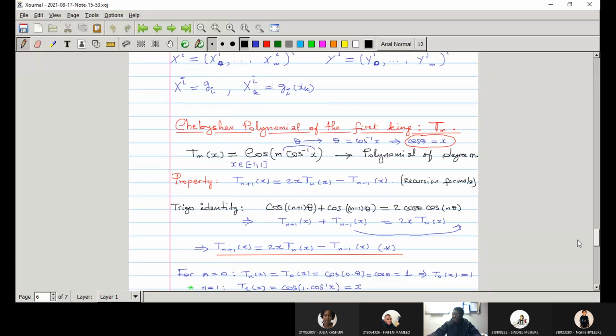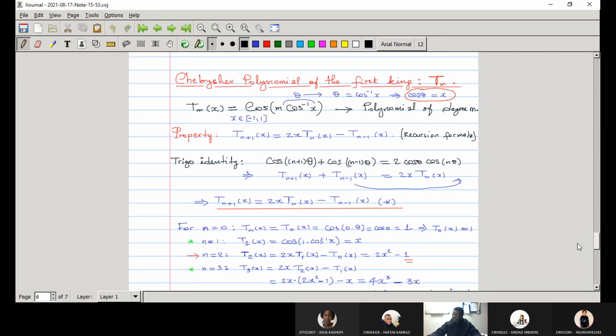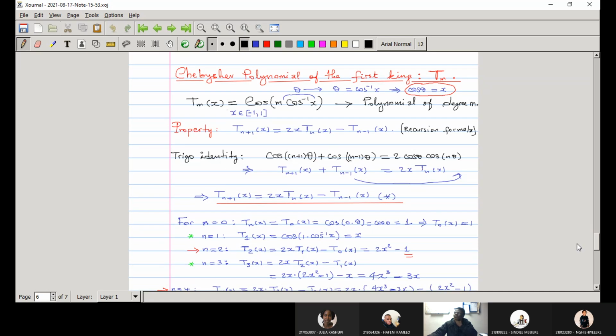Okay, so yesterday we were discussing this Chebyshev function, or Chebyshev polynomial. We saw that the Chebyshev polynomial can be defined as cosine of n, or Tm, m being the degree. The subscript here represents the degree of the polynomial. So it is cosine, and the argument is m times cosine inverse of x.